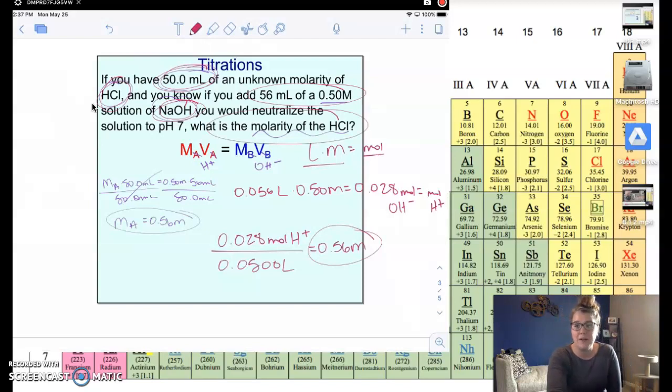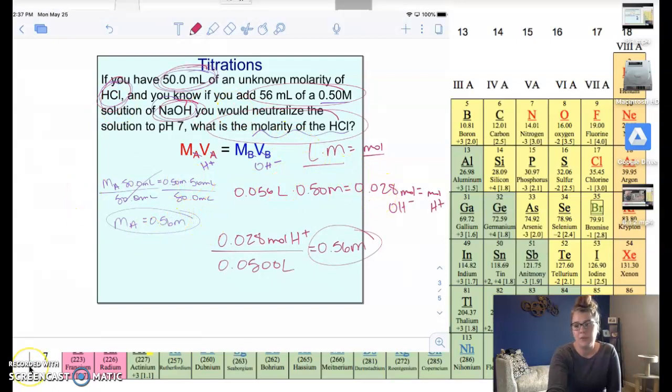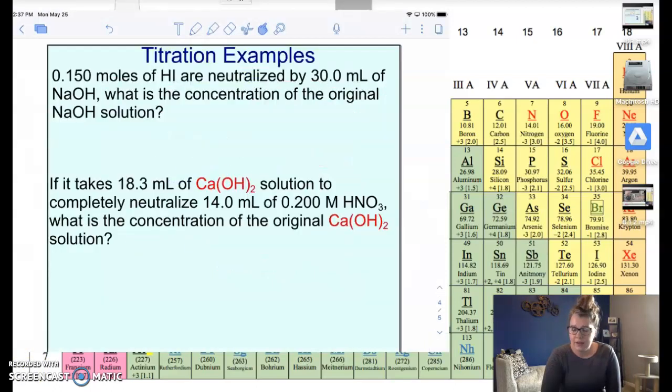So really it does not matter if you want to do it more of the stoichiometric way, or if you want to use the equation, they'll both get you to the same answer. So why don't you go ahead and try a couple and then check back in when you're ready.